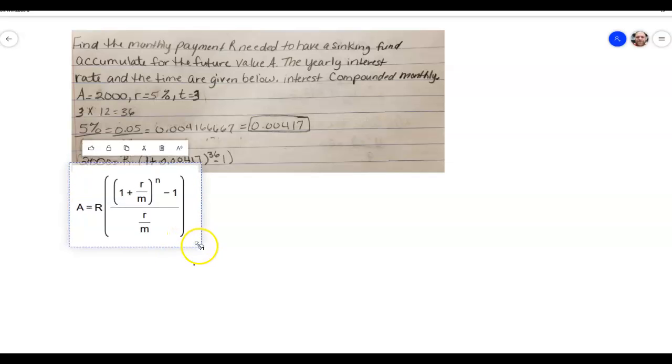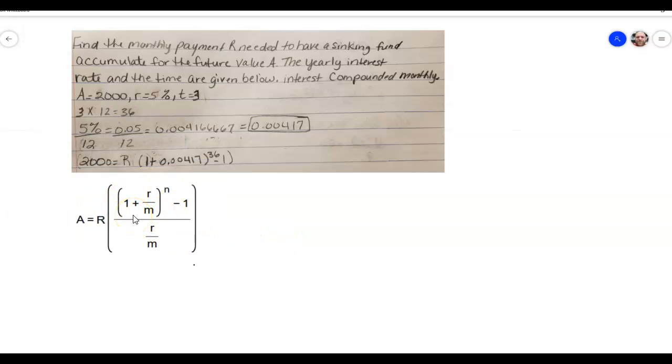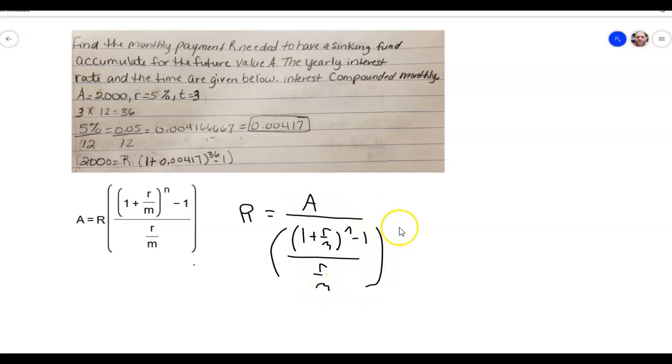That is A is equal to R, and all of this stuff here, and then we want to solve for R. So really, we can do this a couple of different ways, but the way that I like to do this is to go ahead and solve for R immediately. That means I'm going to divide both sides by this really large number here. So R is going to be equal to A divided by, and then here we're going to have 1 plus R over M raised to the n minus 1 all over R over M. So I'm going to first find out what this A is, and then what I'm going to do is I'm going to divide it by whatever this amount is here.